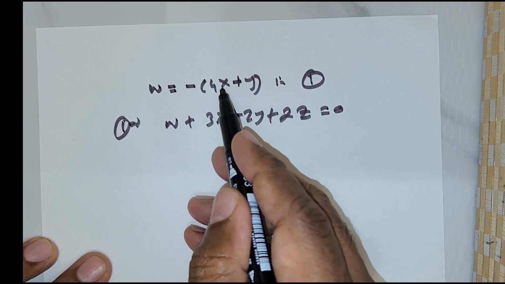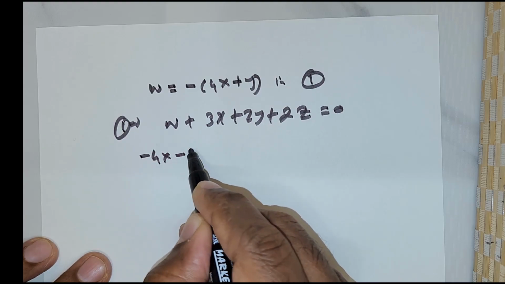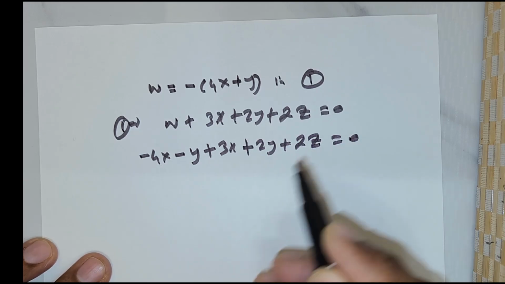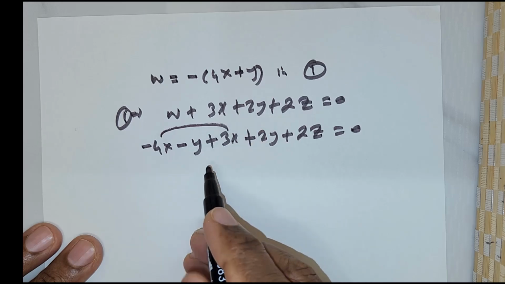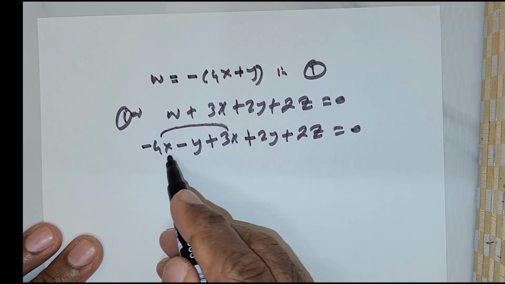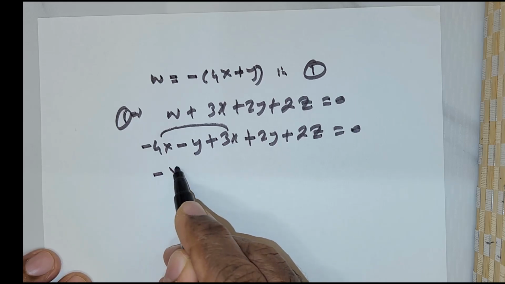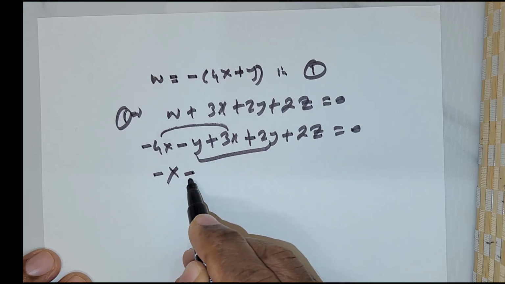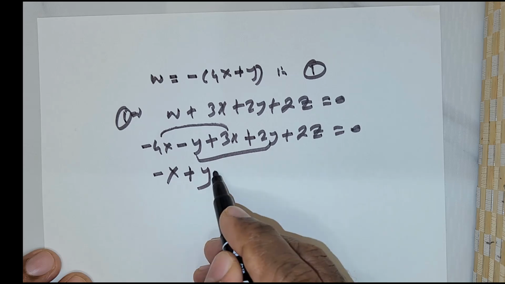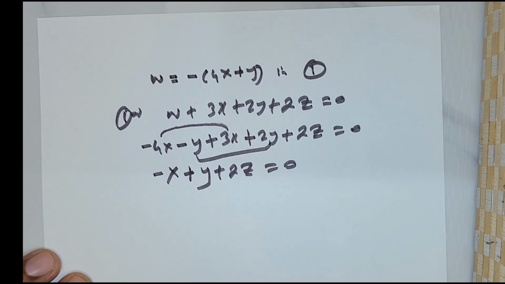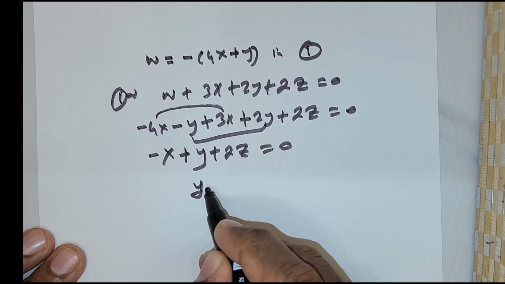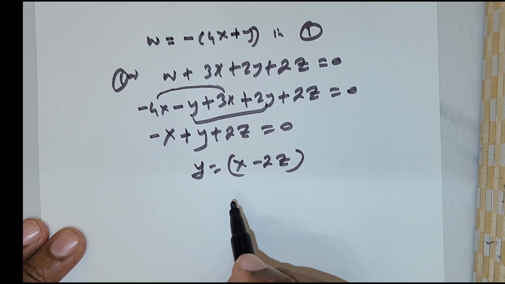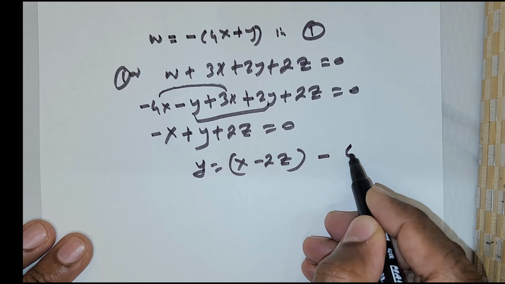So when we substitute this over here, this is going to be negative 4x negative y plus 3x plus 2y plus 2z is equal to 0. When we add negative 4x and positive 3x, we get negative x. Negative y added with 2y is going to give me positive y. And then you have 2 times z is equal to 0. So from here, can I rewrite y as x minus 2z? Okay, fair enough. So I'm going to take this as 6.